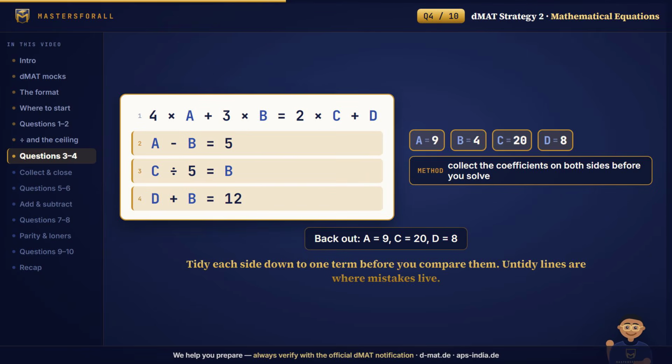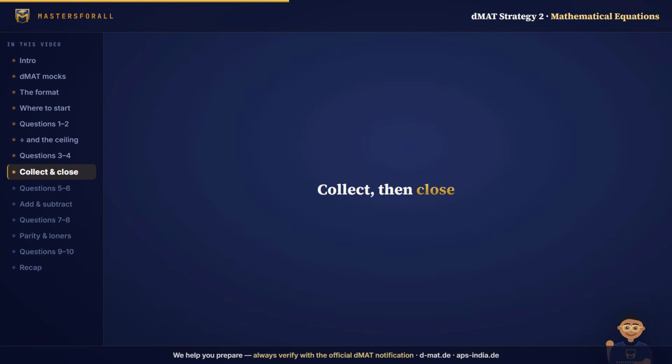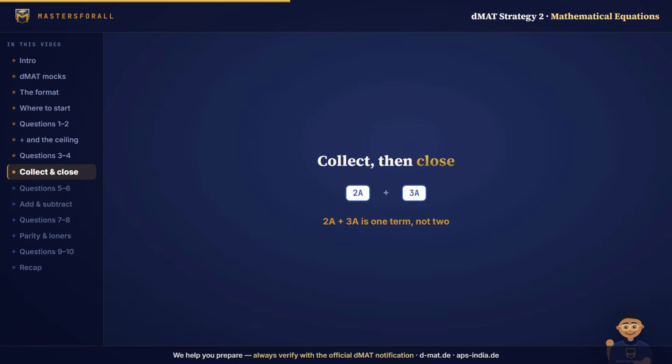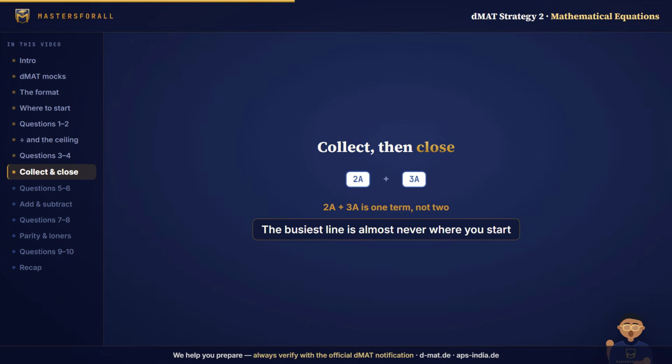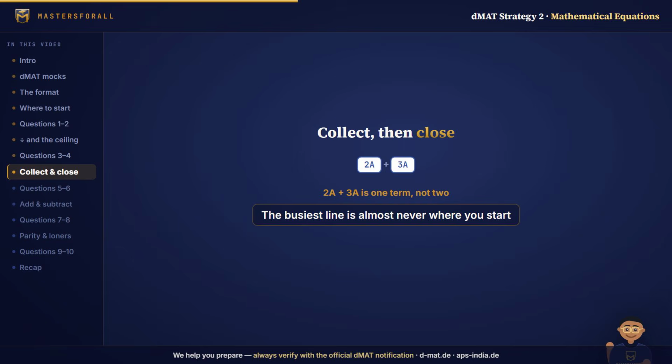Collecting terms across 4 letters in your head with nothing to write on. That is the hardest thing this section asks of you. 2 more and these save the most time. When a line reads 2a plus 3a, that is not 2 problems, it is 5a. Tidy every side before you try to solve it. And the busiest line, the one with the most letters, is almost never where you start. It is where you finish. Solve the quiet lines first, then drop everything into it at the end.